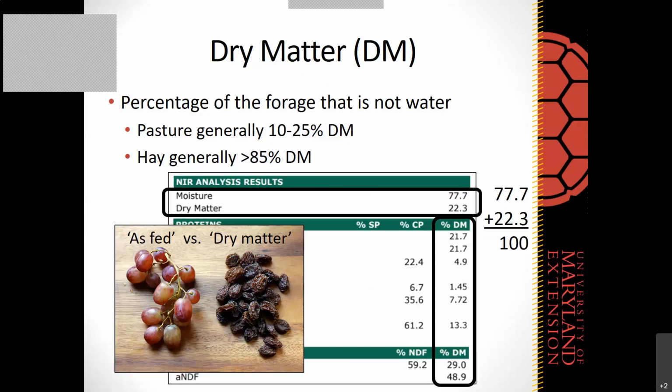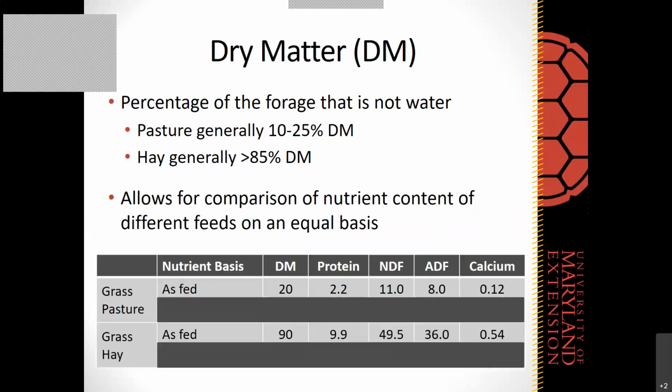And the reason this is important is because if you have a half cup of grapes and a half cup of raisins, that water adds a lot of volume to what's going into your cup. So as a result, your calories are lower for the grapes because you have more water, versus for the raisins, you have less water, so it's more concentrated and you have higher calories, or a higher percent dry matter. So that's just to give you a little bit of a visual and to remind you to look at the forage sample analysis and focus on things as a percent dry matter. And again, this just allows us to compare the nutrient content of different feeds on an equal basis.